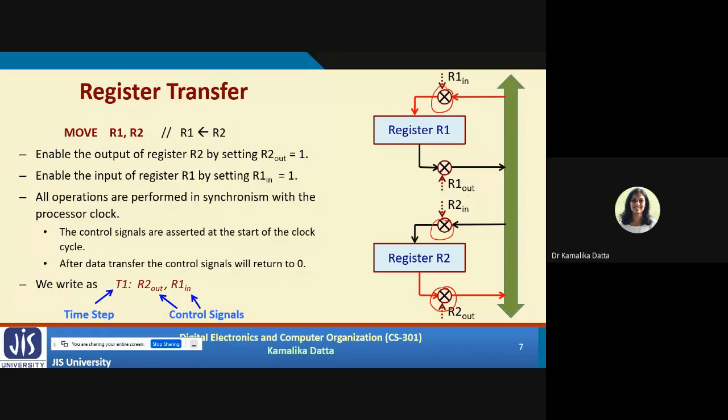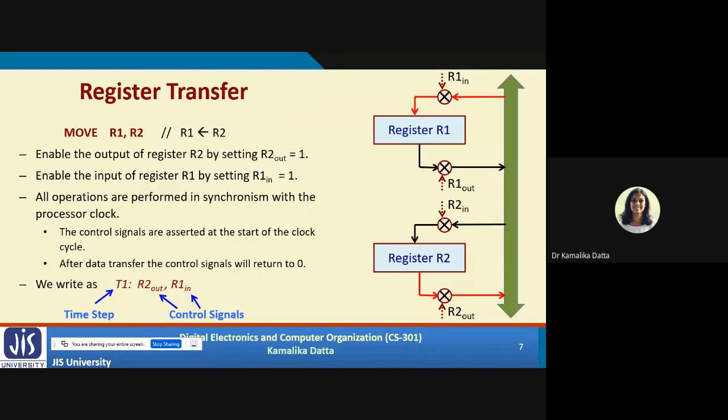Fine? Is it clear to all of you? Now there can be many registers which are connected. So those many registers will also have these in and out signals. That means Ri in and Ri out. Are you convinced with this diagram? All of you? Yes, ma'am.